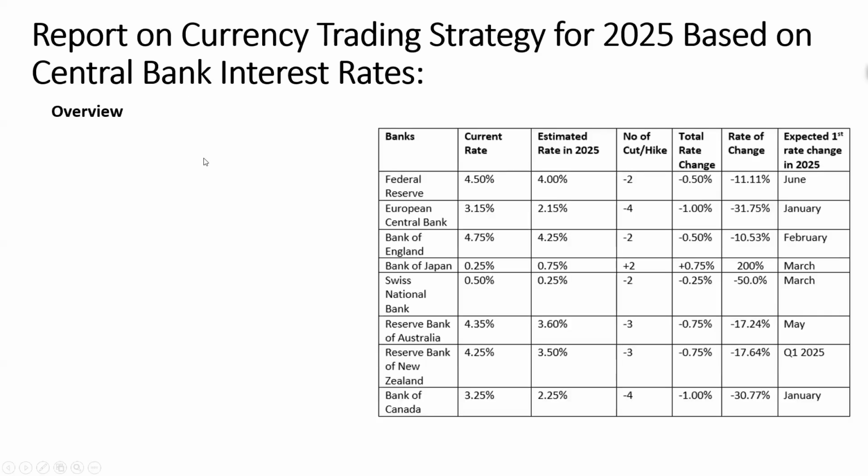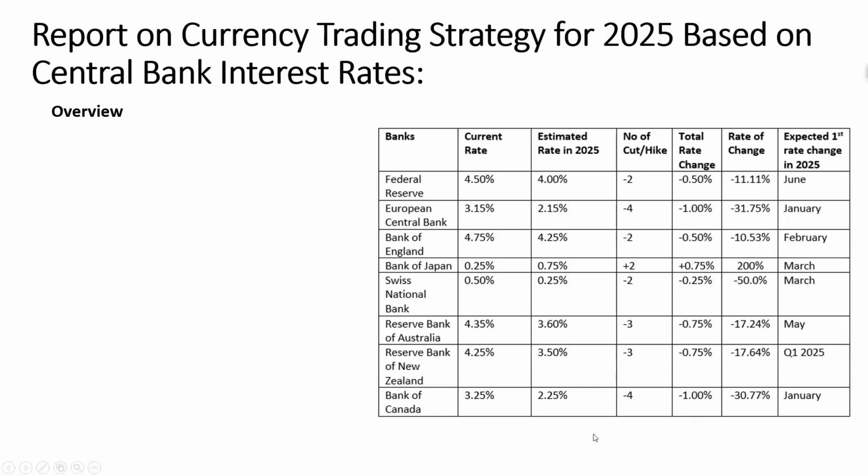Anyway, an overview first. What we have here is the list of all the rates by all the banks of the major economies. This is the US Federal Reserve, the European Central Bank, Bank of England, Bank of Japan, Swiss National Bank, Reserve Bank of Australia, Reserve Bank of New Zealand, Bank of Canada. This is the current interest rates. Okay, now these are the estimated rates.